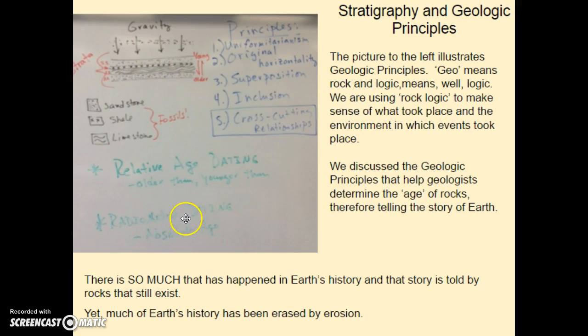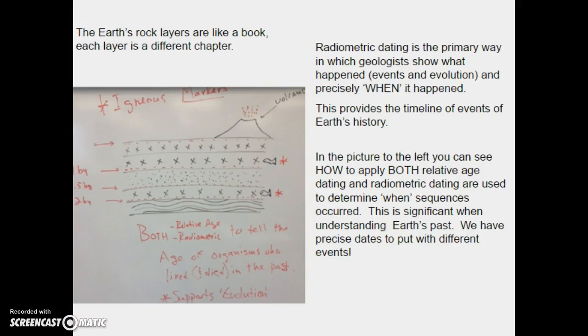In radiometric dating, now we can start putting a timeline to it, right? There's just so much that has happened in Earth's history that tells the story by the rocks that still exist. However, much of Earth's history has been erased by erosion. Just because it formed a rock at some point, that rock could have been broken down, weathered and eroded, and completely erased from Earth's history. So we've got a lot of moving parts here. The Earth's rock layers are like a book, where each layer is a different chapter.